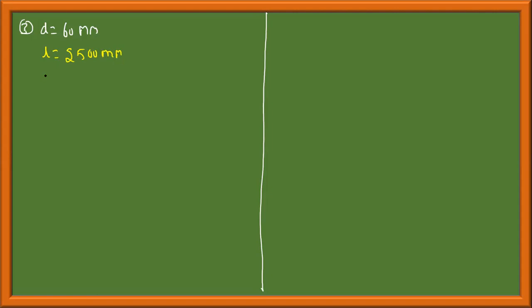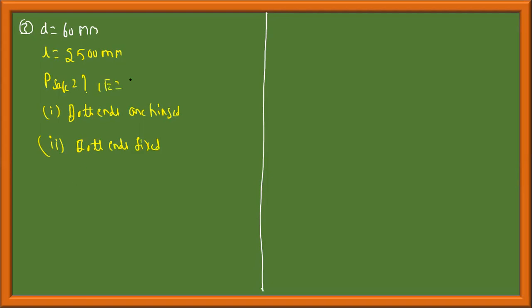What is the safe compressive load? P safe is equal to how much? If the first condition is both ends hinged, the second is both ends fixed. Taking smaller E equal to 2 into 10 power 5 Newton per mm square, and factor of safety equal to 3.